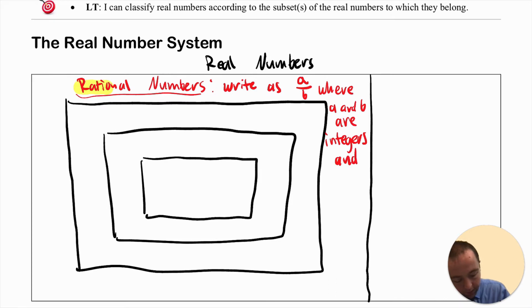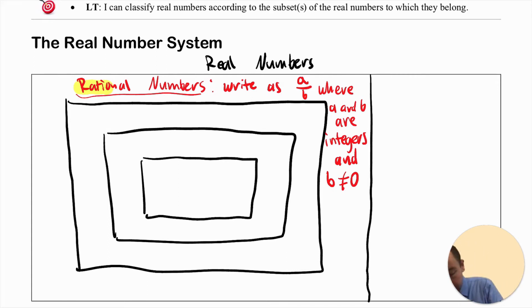The other thing that we would want to make sure happens with rational numbers is that b should not be 0. Because if the denominator of the fraction was equal to 0, then you wouldn't really get an answer, because anytime you divide by 0, that's undefined.